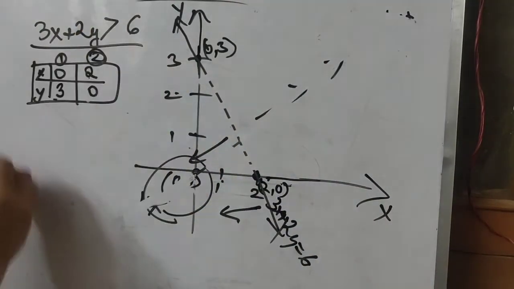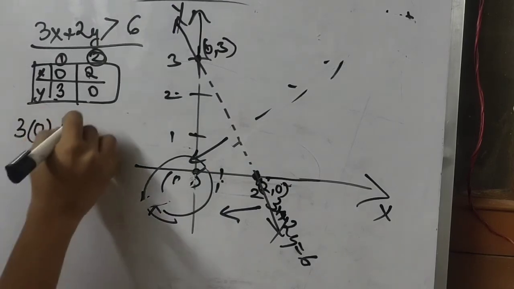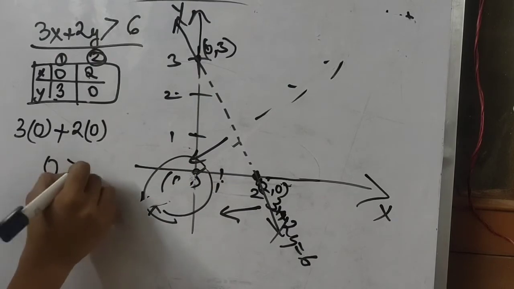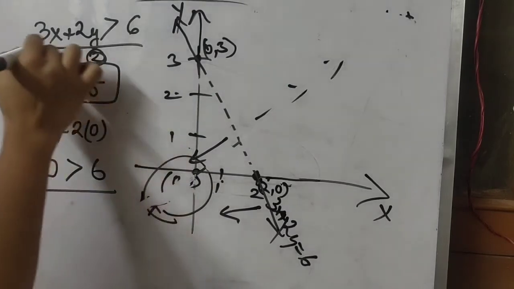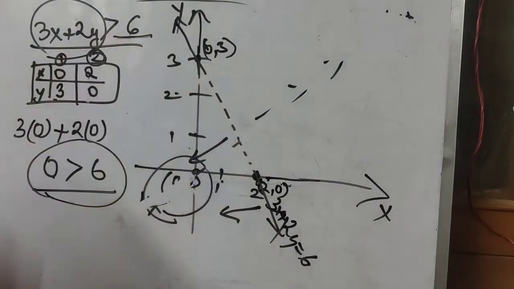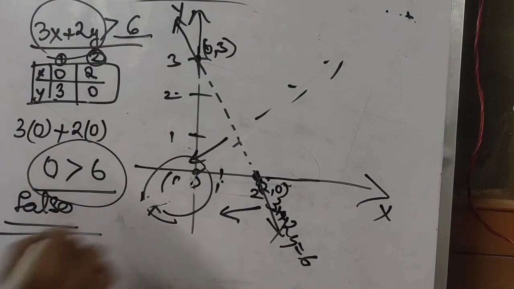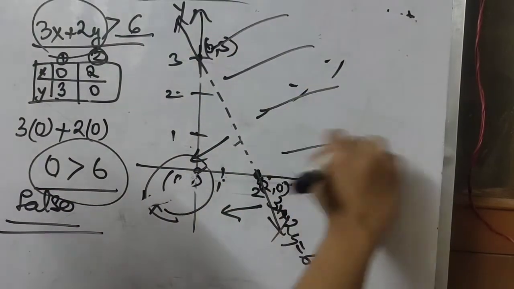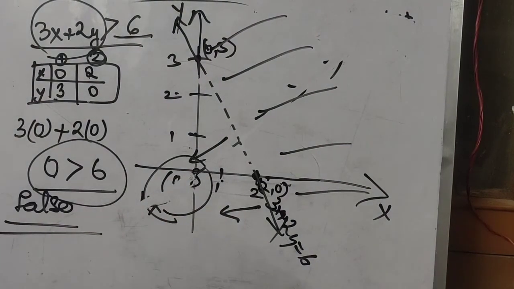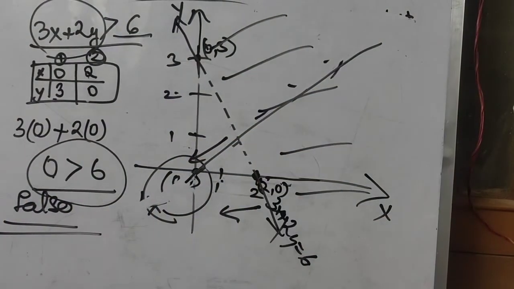Now just look here, we'll put x as 0, then we'll put y also 0, and then we'll check whether 0 is greater than 6. We have just put 0, 0 here, and greater than 6 is our equation. So is it true or false? It is false. So this means that my shaded area will be this part instead of this, because my value has turned false.